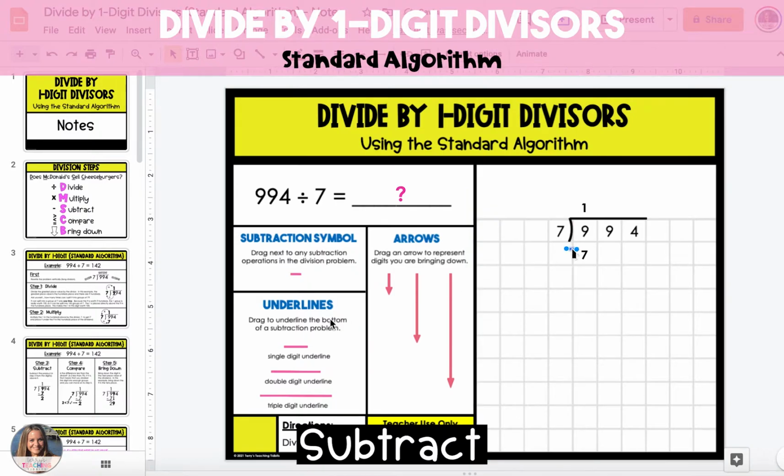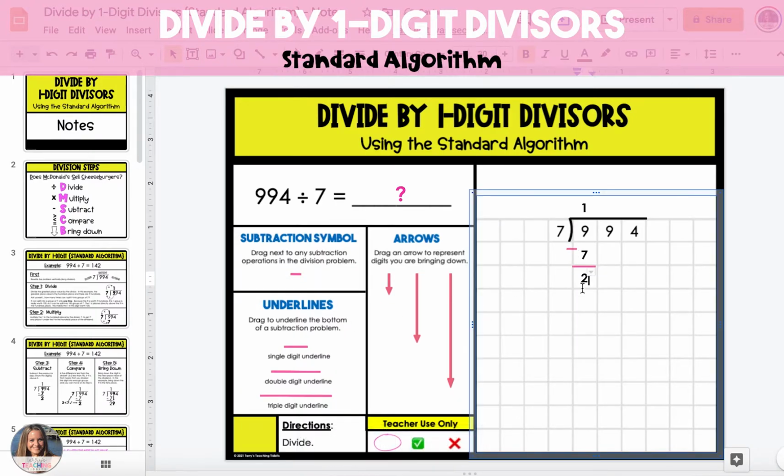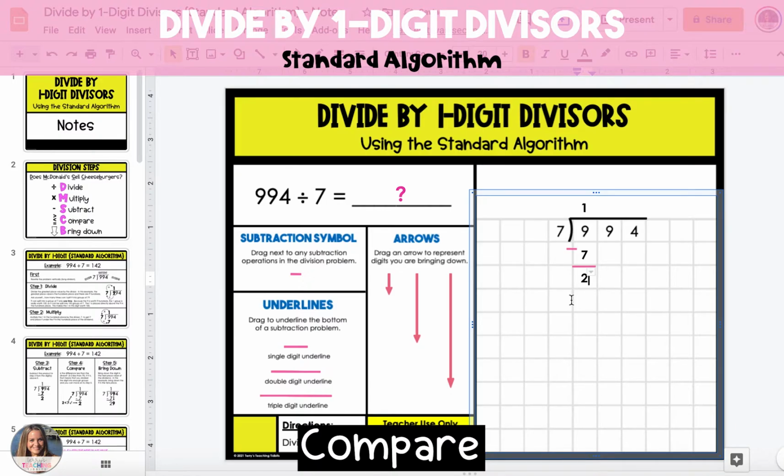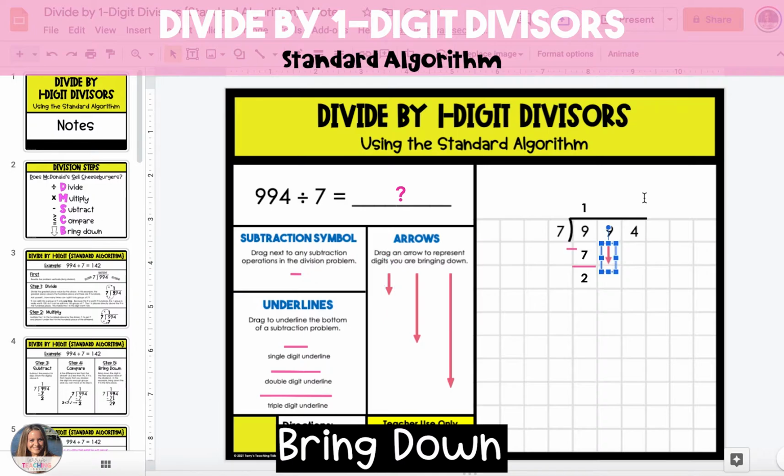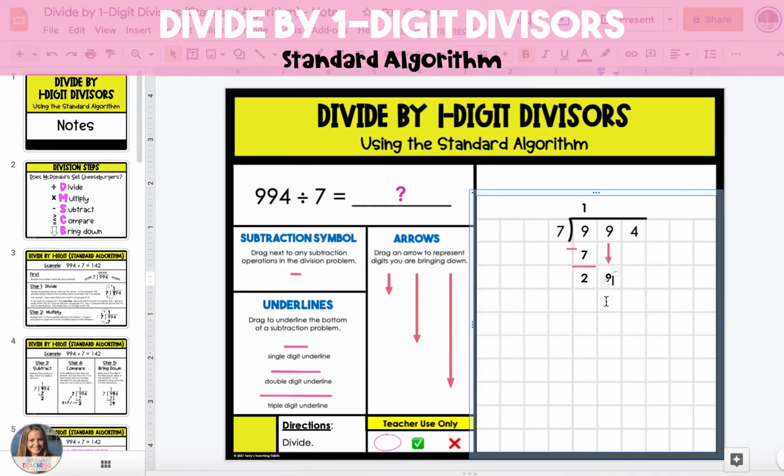Next, subtract. 9 minus 7 is equal to 2. Compare the answer to the subtraction problem to the divisor. The answer to your subtraction problem must be less than the divisor, otherwise you did not divide enough. This answer is less than the divisor. 2 is less than 7, so the next step is to bring down the next digit. Bring the 9 down next to the 2, and we now have 29 to divide.